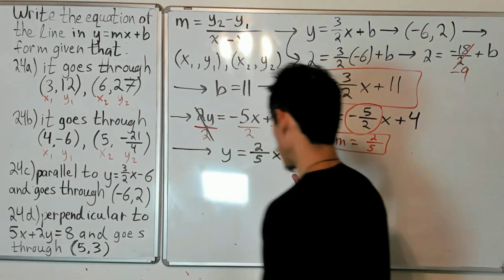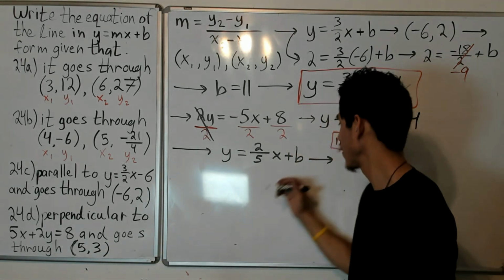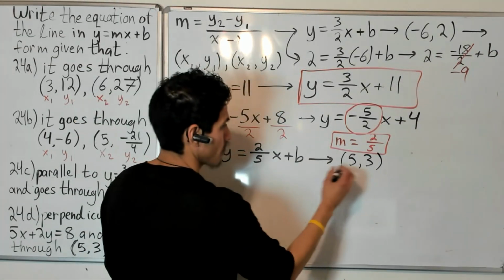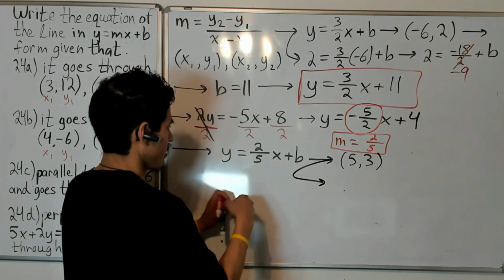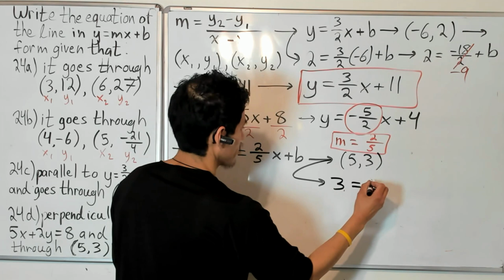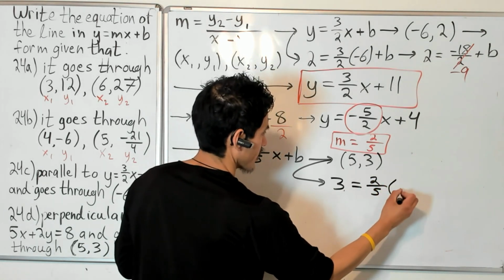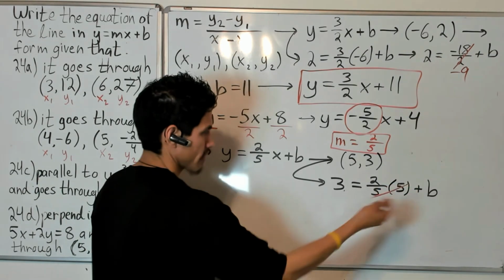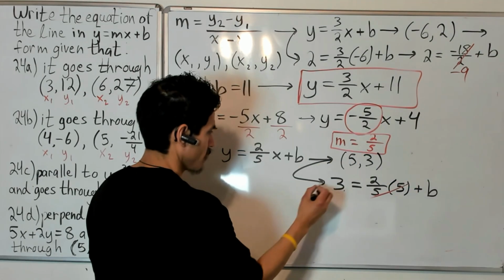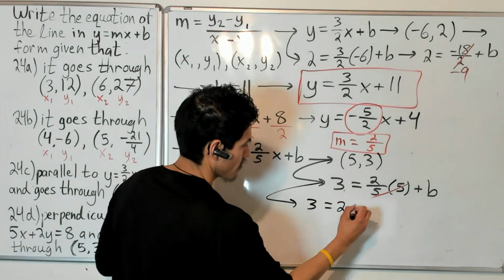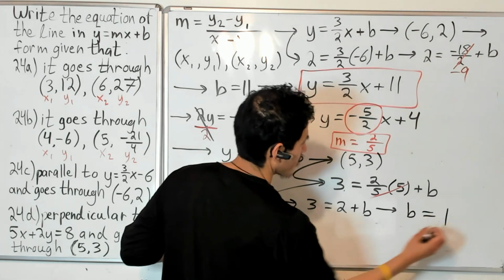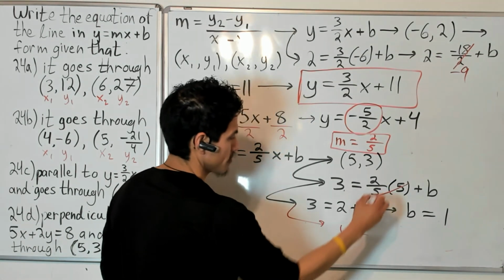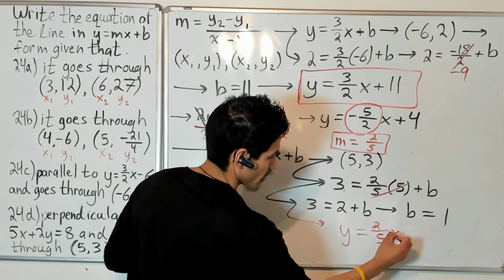And then we can solve for b by plugging in 5 and 3 for x and y. So then we have that 3 is equal to 2/5 times 5 plus b. The 5's cancel. So 3 equals 2 plus b. Then b is going to be equal to 1. And then you can finish writing your line as y equals 2/5 x plus 1.